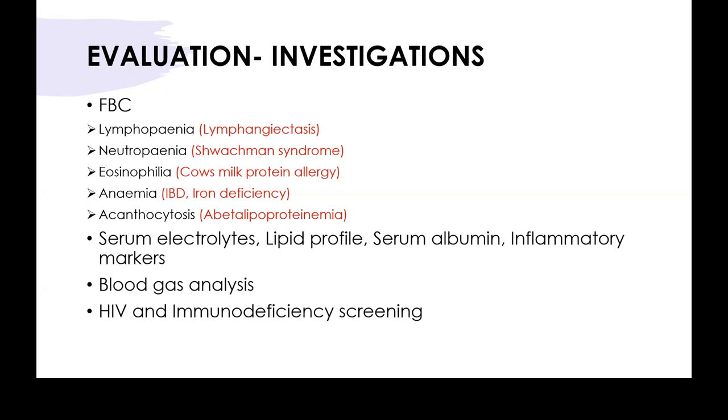Then, further going into the investigations, a full blood count can give lots of clues. Presence of lymphopenia in a child with chronic diarrhea, lymphangiectasia is something you have to think of. Having neutropenia, you have to think of Shwachman syndrome. Eosinophilia will give a clue for cow's milk protein allergy. Presence of anemia: now, in all chronic diarrheal illnesses you might have some degree of anemia, but significant anemia can be seen.